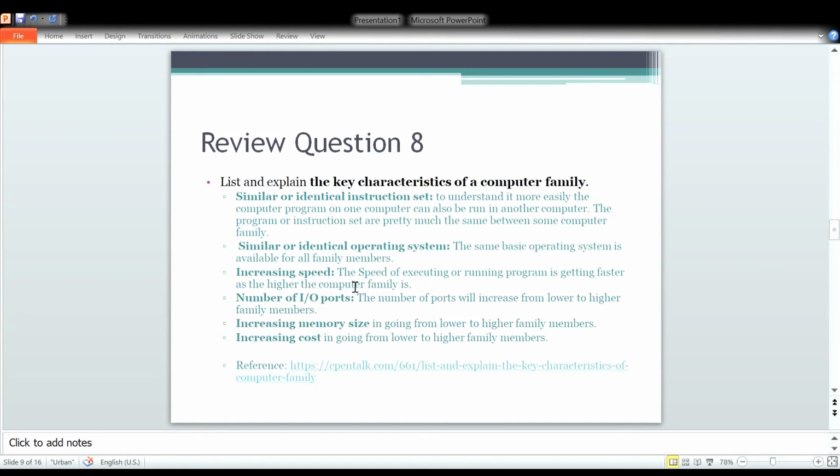Increasing speed. The speed of executing a running program gets faster the higher the computer family is. Number of input-output ports. The number of ports will increase from lower to higher family members. Same with increasing memory size and increasing cost.